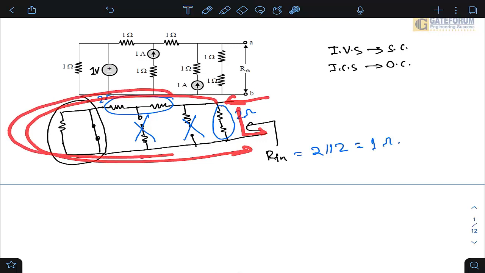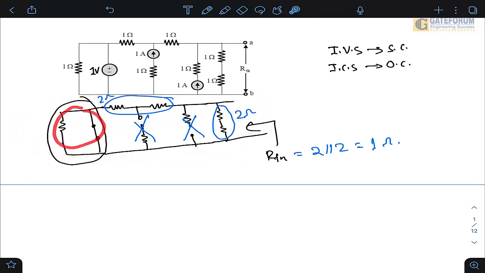So this path resistance is 2, 1, 1, 2, because this is shorted, overall it is 2. So from this there are two paths. This path is 2 ohm and this path is also 2 ohm. And they are in parallel, 2 parallel 2. Answer is 1 ohm. Pretty simple and straightforward question. Answer is 1 for this.